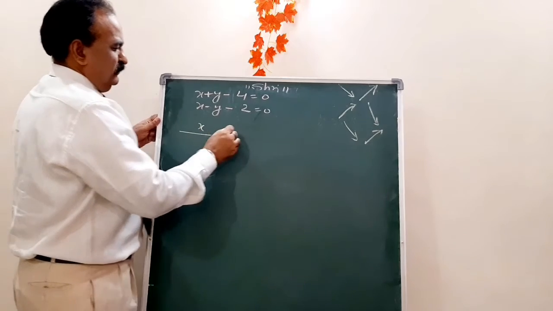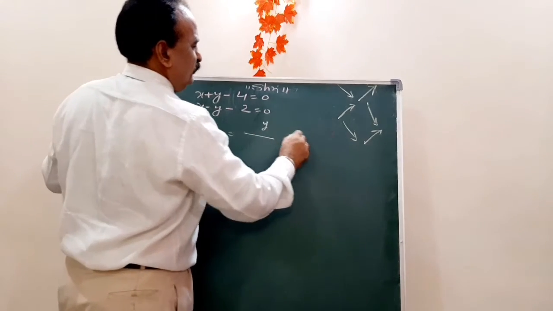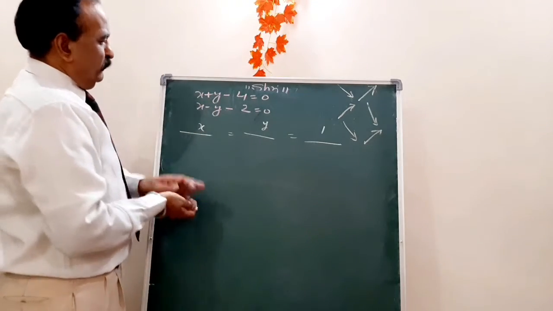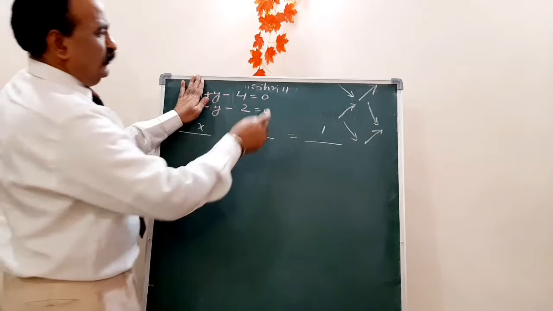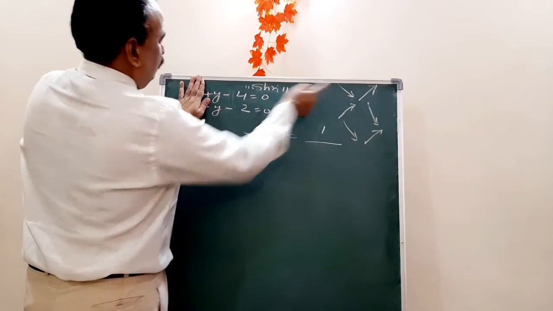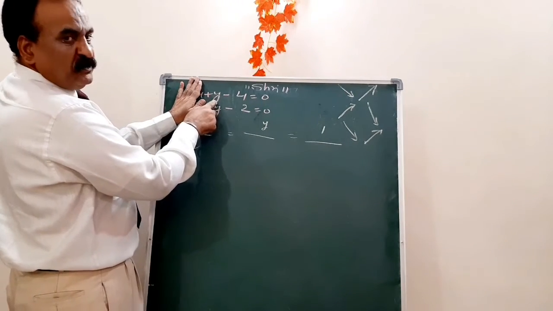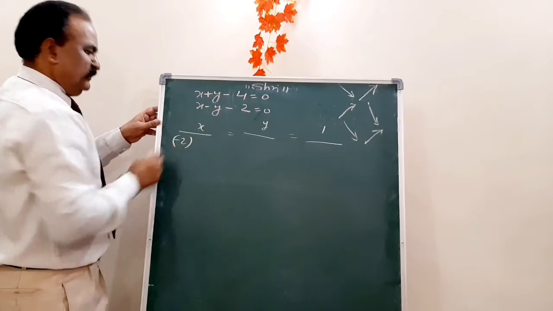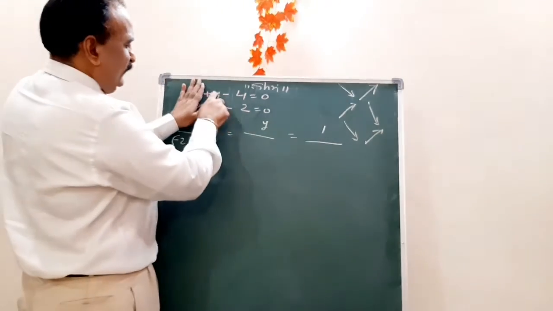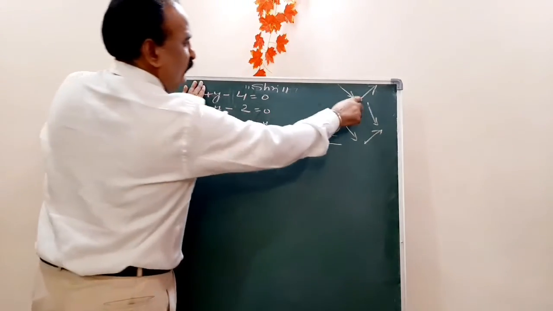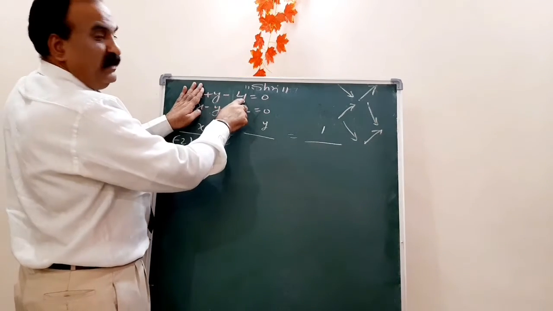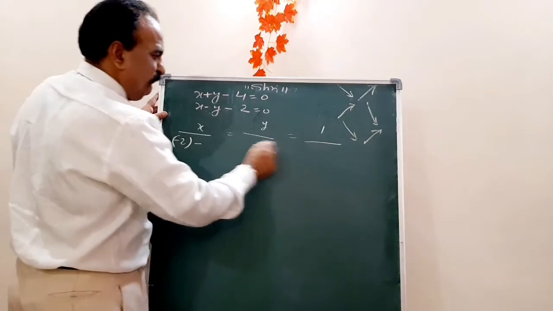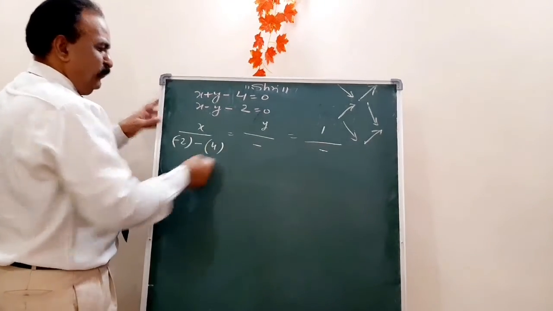x upon is equal to y upon is equal to 1 upon. Now see the question. First you close this. Here you have to multiply this first. It means 1. What is the coefficient of y? 1. So 1 into minus 2, this is minus 2. Now this into this. It means minus 1 into minus 4. It becomes plus 4. Minus is already there. Everywhere minus is there. And this is 4.